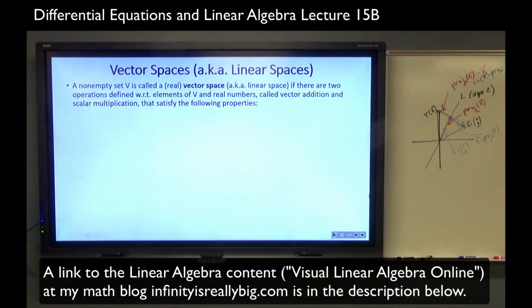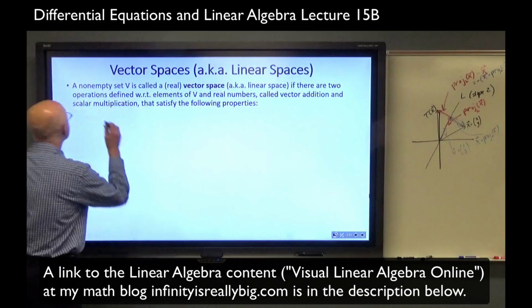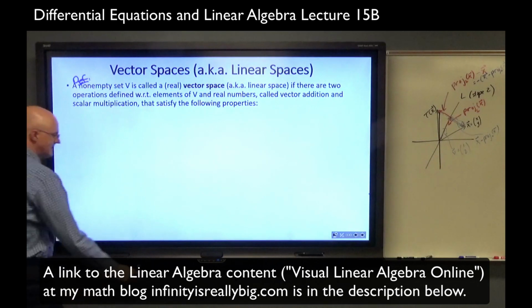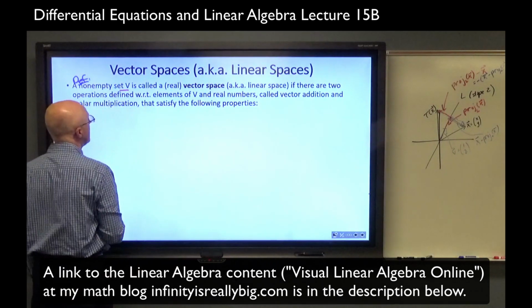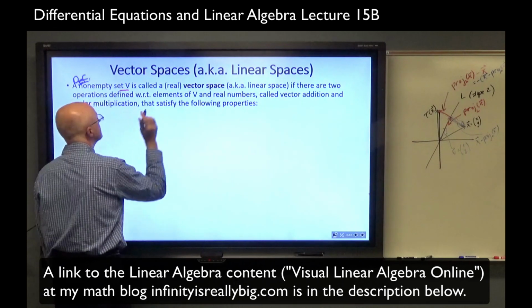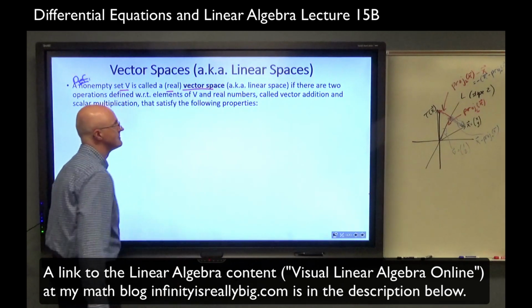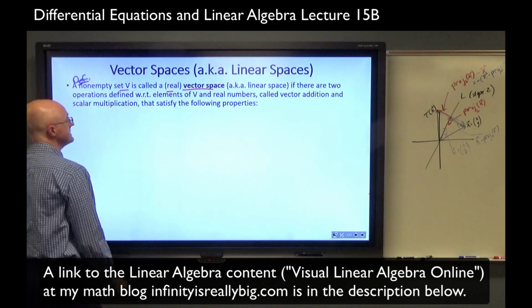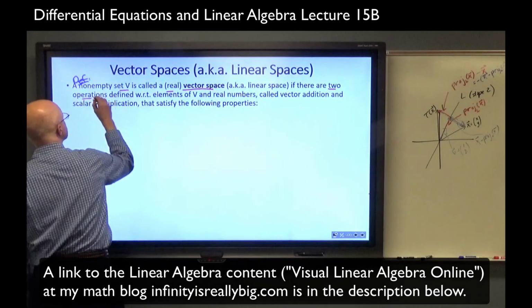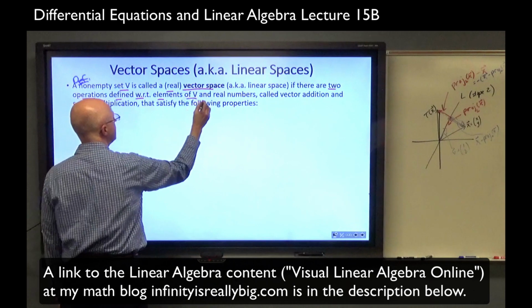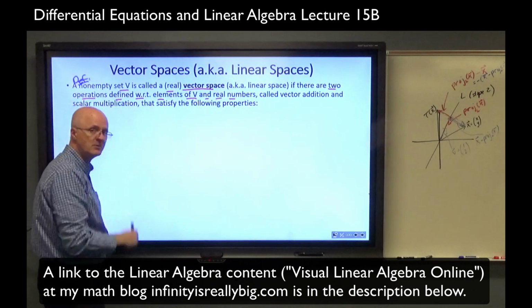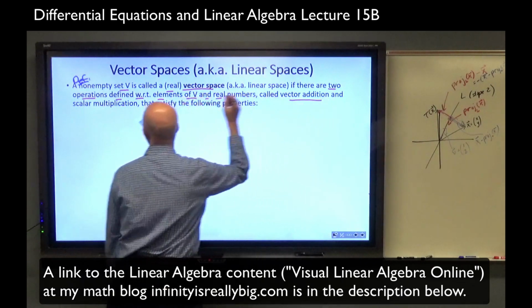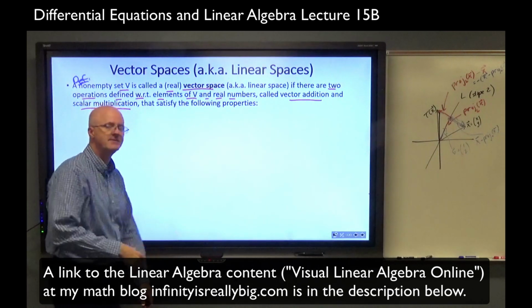This is a definition. I should have put the word definition in there. Definition. A non-empty set V is called a vector space. Could also have the word real in there. Real vector space, also known as a linear space, if there are two operations defined with respect to elements of V and real numbers. The real numbers are our scalars. These two operations are called vector addition and scalar multiplication, and they satisfy certain properties.